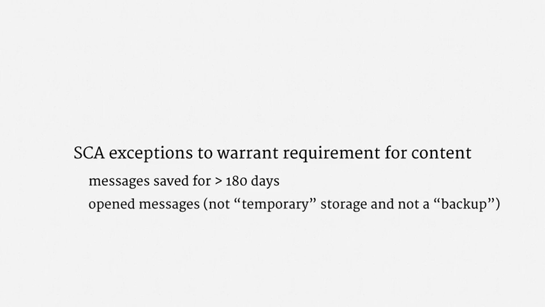The second exception is for messages that have been opened. The Department of Justice has taken the position that once a message is opened, it is no longer in, quote, temporary, unquote, storage, and it is not a, quote, backup, unquote. The mandatory warrant provisions of the SCA only protect communications in temporary storage or backup communications. So DOJ has argued that open messages are not protected. Courts disagree on whether this is a valid exception.